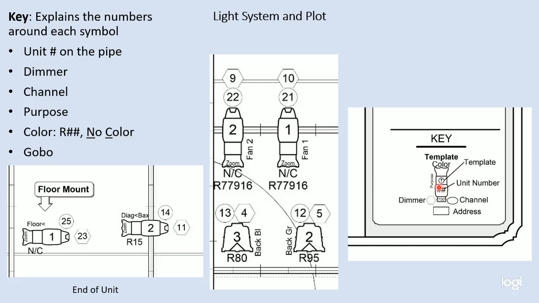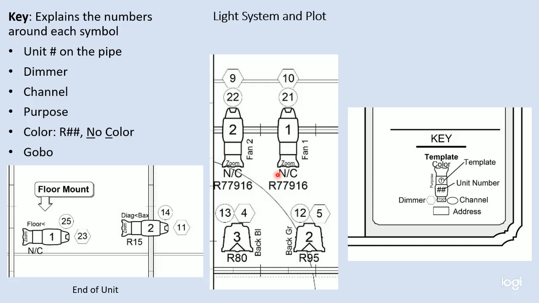So you'll see that there is a large number in the middle of each symbol. It's this large number in the middle, and that's the unit number, and that corresponds to nothing more than what light it is on the pipe. And we count from stage right to stage left because we read from right to left. So our numbers on the pipe as we go across, we would start with unit number 1 and then go to unit number 2 and unit number 3.